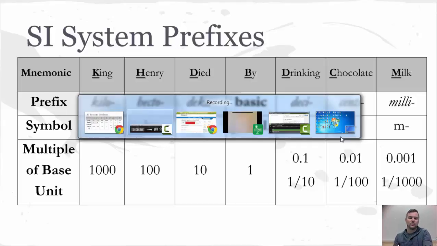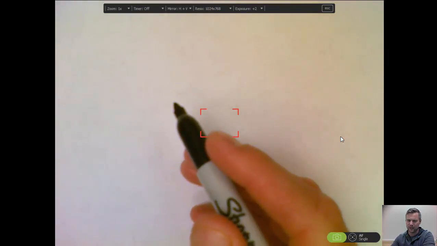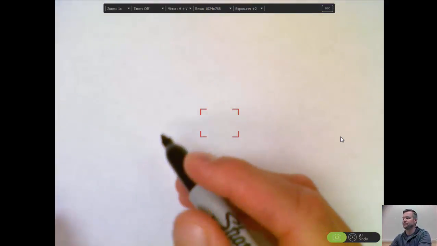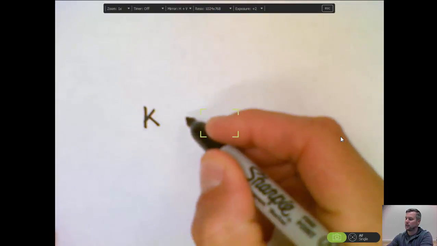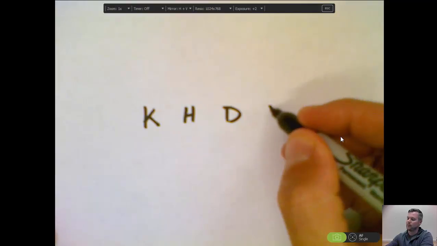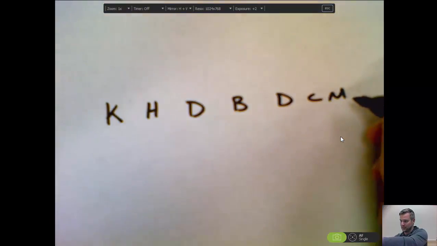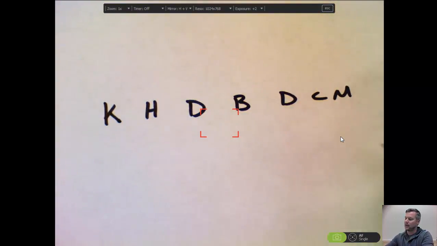Now, I do want to just show you how to use the mnemonic. So what I would expect to see on a worksheet or anytime you have anything that's going to be metric based or SI system based, I want you just to take that mnemonic phrase, King Henry died by drinking chocolate milk, and go ahead and write down those first letters. So I'd expect to see at the top of your sheet, King Henry died by drinking chocolate milk. Let me focus that again here. And then this would be DA, so that's just something you have to remember.